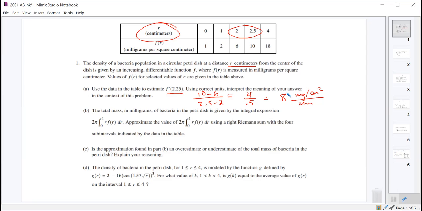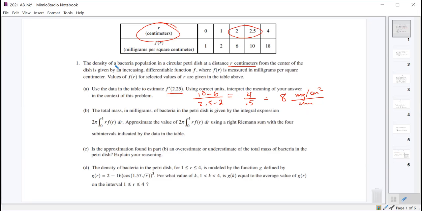The 4 is milligrams per square centimeter. The 0.5 is centimeters, so milligrams per square centimeter per centimeter. Or you could say milligrams per centimeter cubed if you wanted to. That'd be fine also. And so we want to interpret the meaning of this. What is the meaning of this? This is the rate of change of the milligrams per square centimeter.